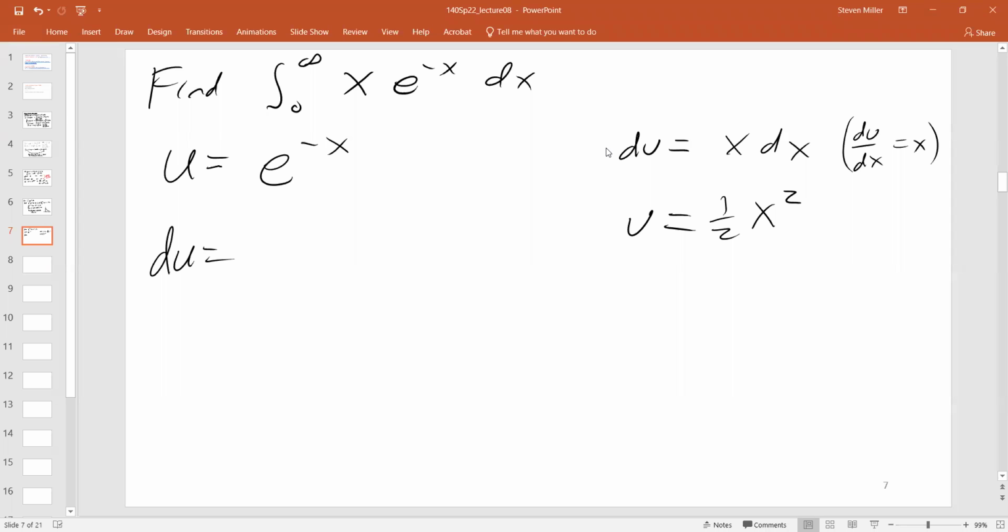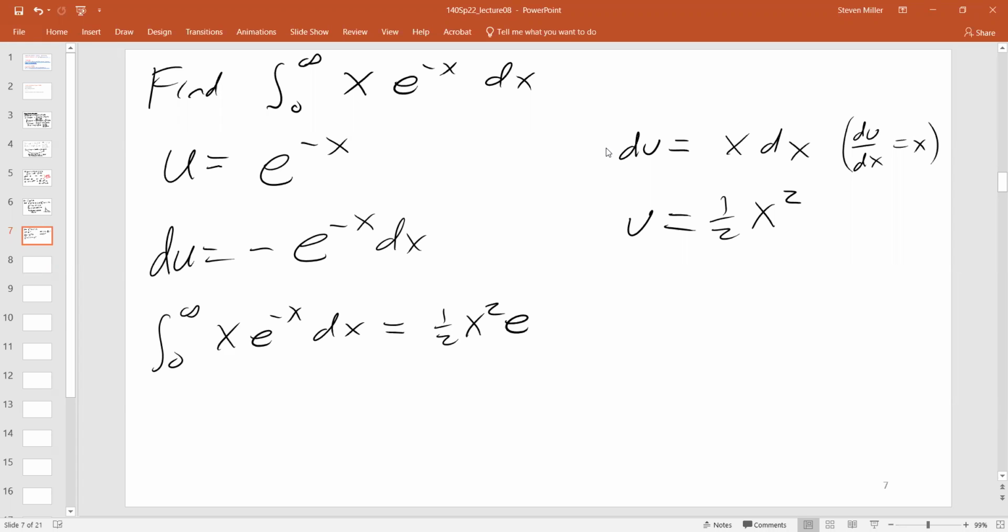So if my function is e to the negative x, what's its derivative? We just did that on the last slide. Good, negative e to the negative x dx. So when we look at this, the integral from 0 to infinity of x e to the negative x dx would be equal to uv, which is 1/2 x squared e to the negative x with a minus sign at 0 infinity, minus v du. The minus signs reinforce, and it becomes plus an integral from 0 to infinity. I can pull the 1/2 out, x squared e to the negative x dx.